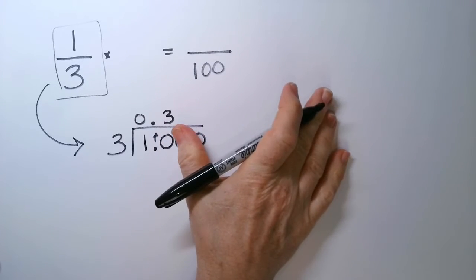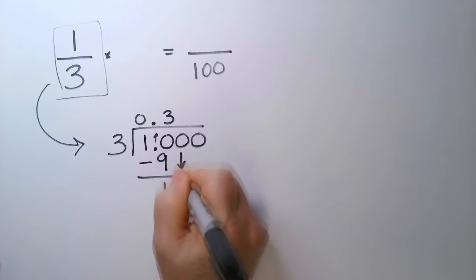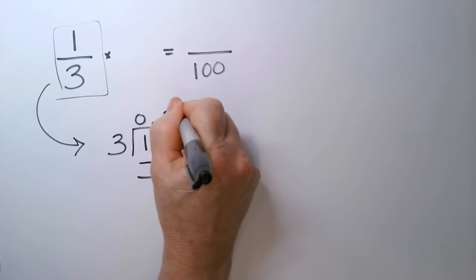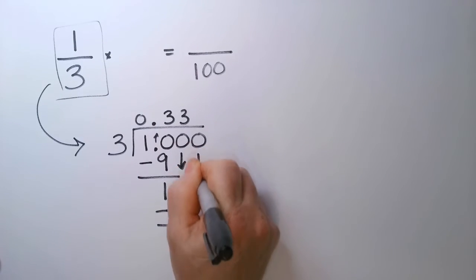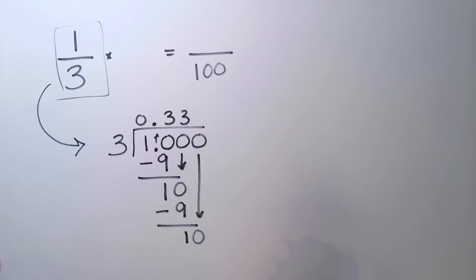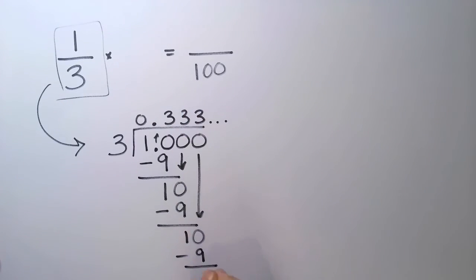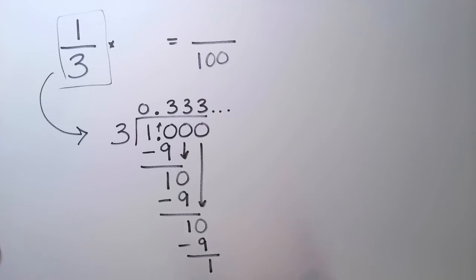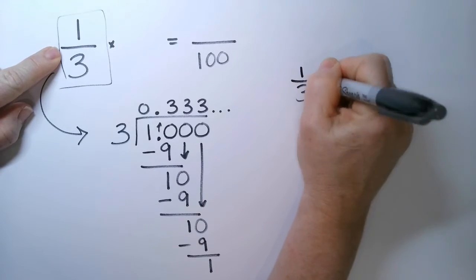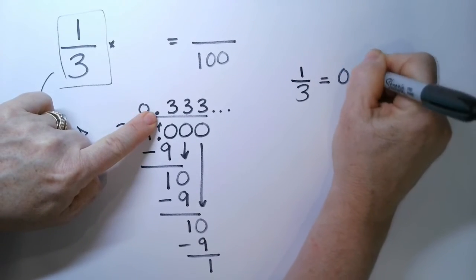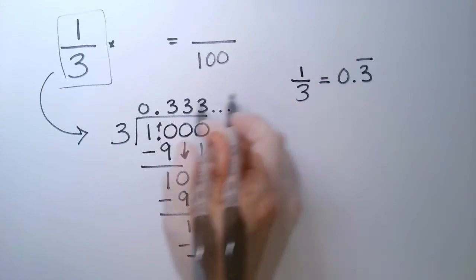Okay, 3 goes into 10, so I have a 9, and I'm going to have a 1 left over. Bring down this 0. 3 goes into 10 3 times. Take the difference between 10 and 9 and get a 1. Bring down the other 0. Are you seeing a pattern yet? So this is going to keep going over and over and over. So we're going to say 1/3 is equal to 0.3 with a bar on it. And that bar just means that whatever's under the bar repeats.